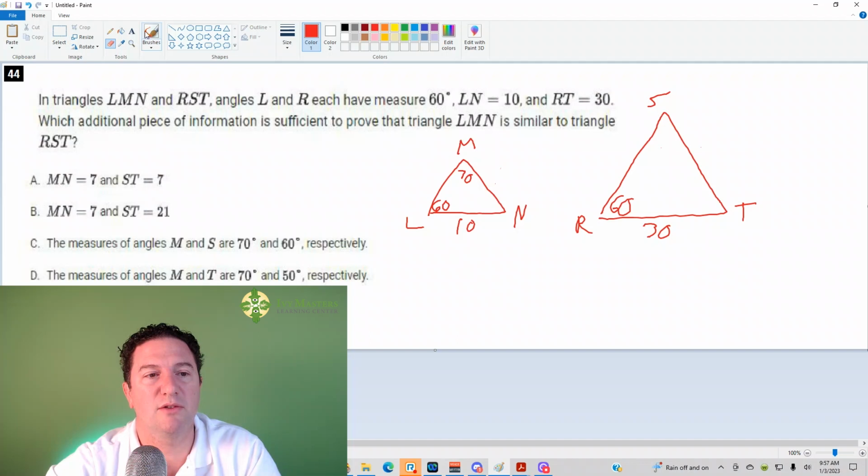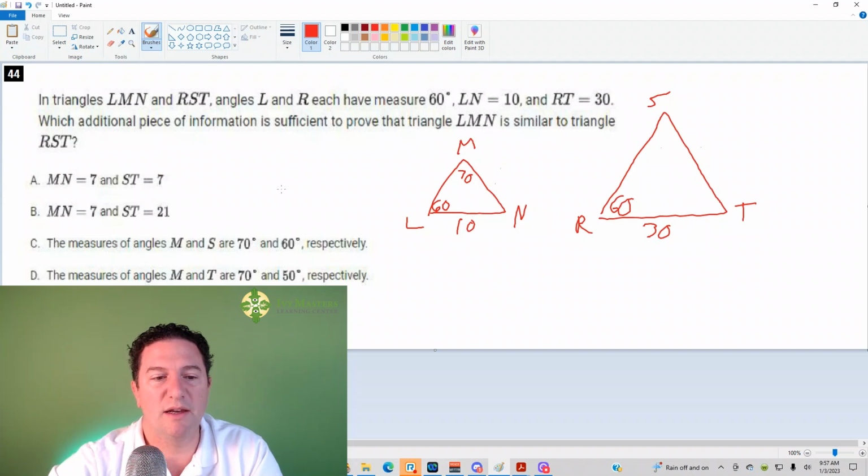because what our next one says, answer choice D, it's got to be our correct answer, right? It looks like the other ones are wrong. The measure of angle M and T are 70 and 50 respectively. So M I already have labeled as 70. I'm going to label T as 50.